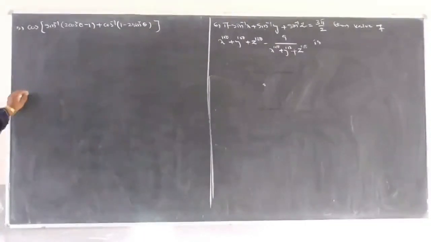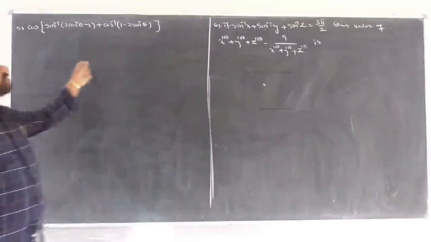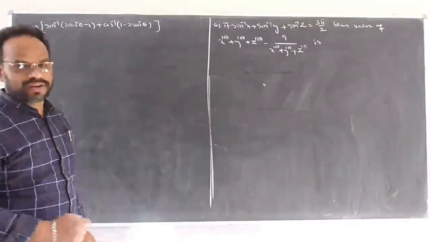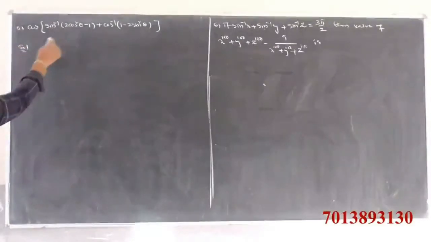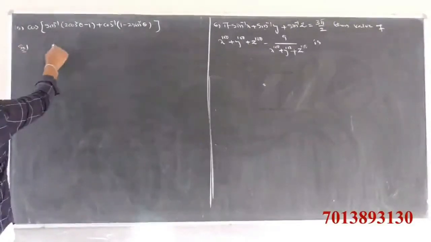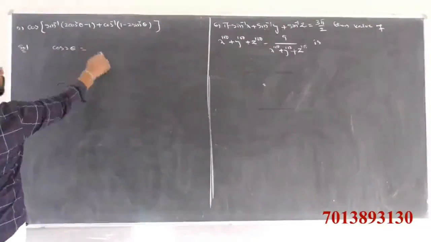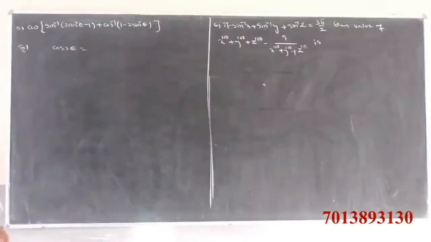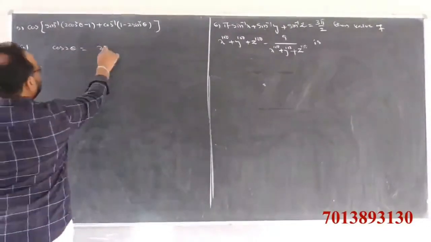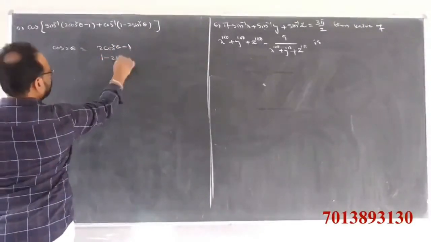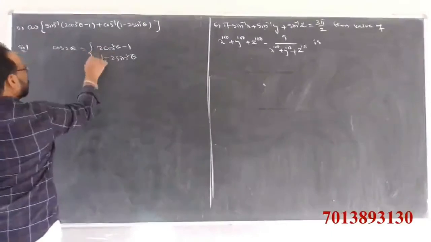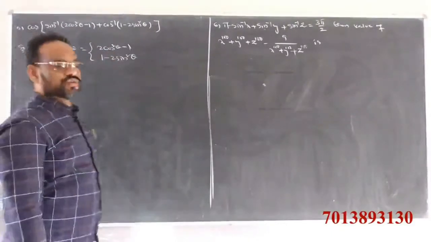Next one, find the value of cos of sin inverse of (2 cos square theta minus 1) plus cos inverse of (1 minus 2 sin square theta). So clearly observe here, the cos 2 theta formulas we already discussed previously. Cos 2 theta is equal to 2 cos square theta minus 1, or 1 minus 2 sin square theta. These are the cos 2 theta formulas.